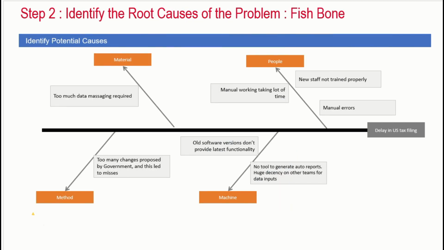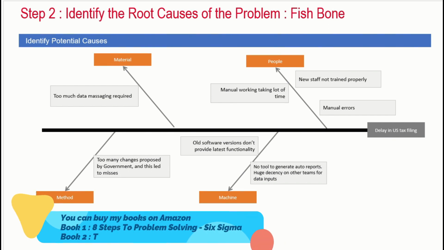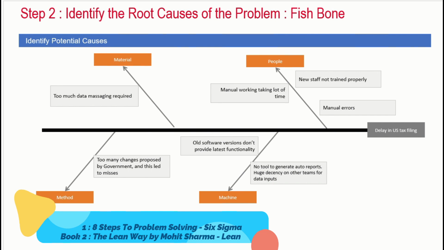To identify the root causes, the team did a brainstorming session. The head of the fish was delay in US tax filing, and there were four broad heads under which all the causes were categorized. The first one was people. People were making manual errors. Why were they delaying the tax report? Because they were new staff who were not trained properly. Another cause under people was that the manual working was taking a lot of time.